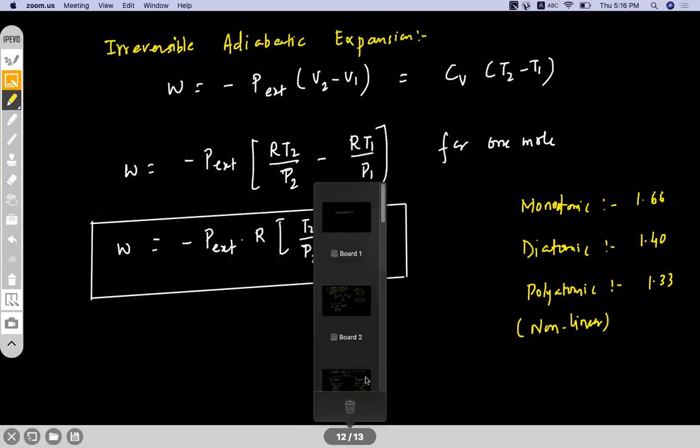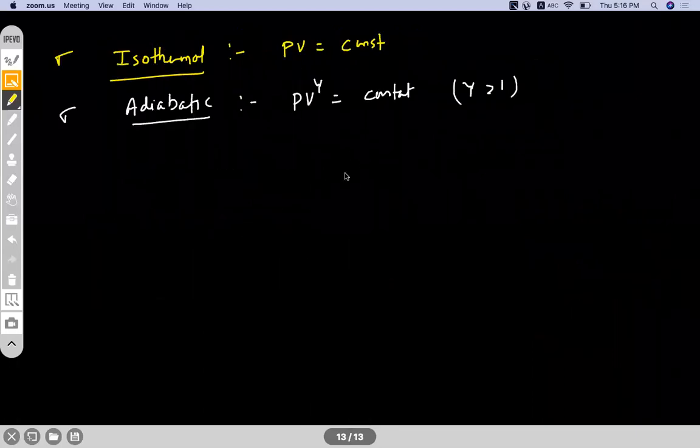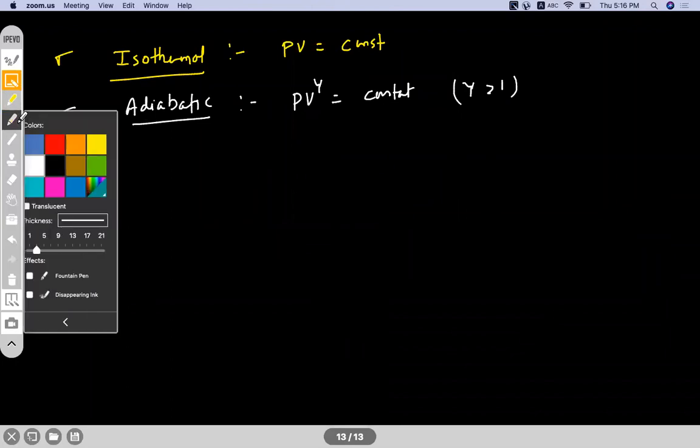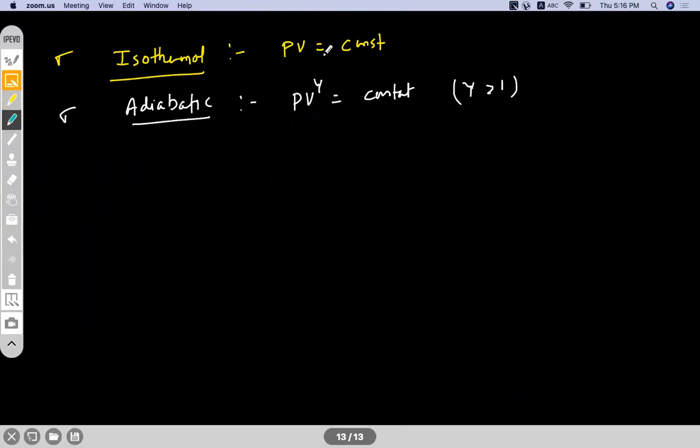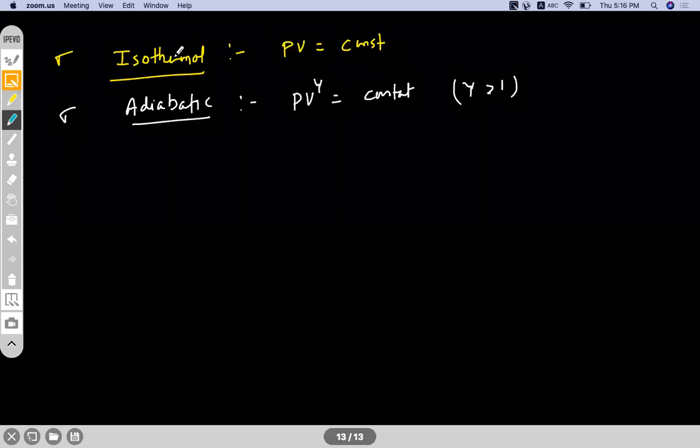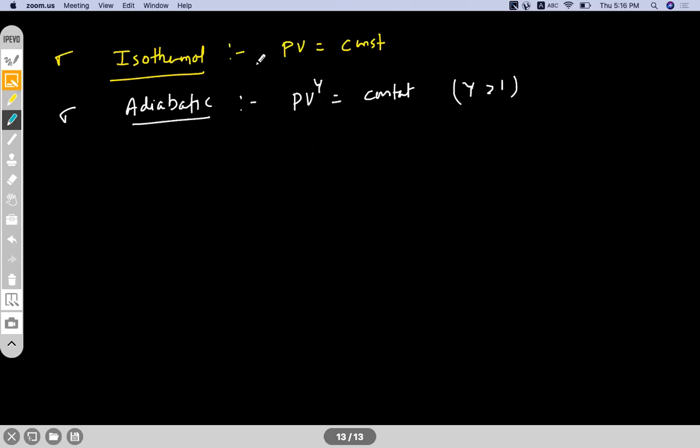Our concern here is that this gamma is more than one. So you see what we can say here. Now understand it properly. The power of V in the isothermal process is lesser than that of V in the adiabatic process. Can we say that? Gamma is more than one. That is the one thing. On the basis of this, we'll do the graph comparison.